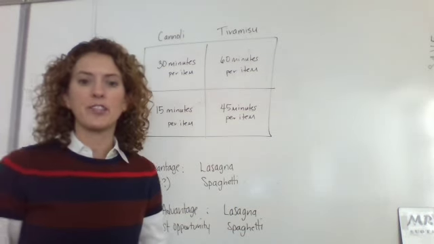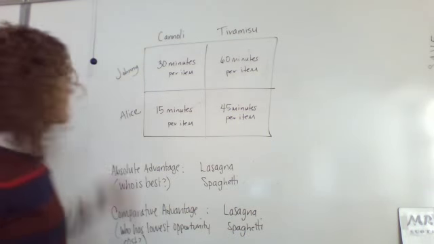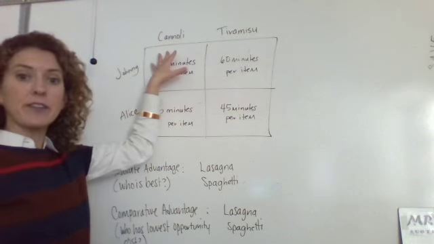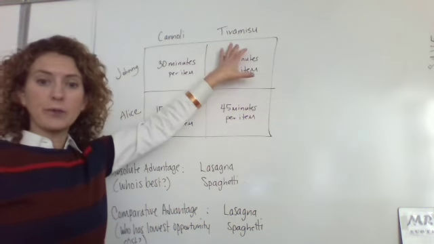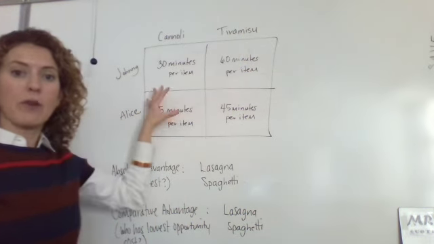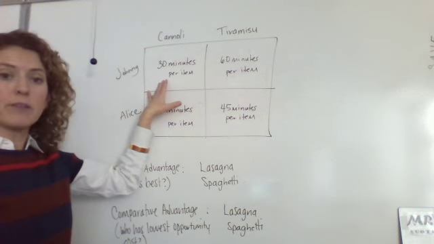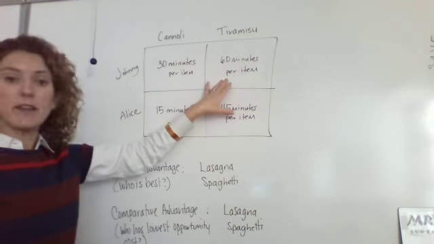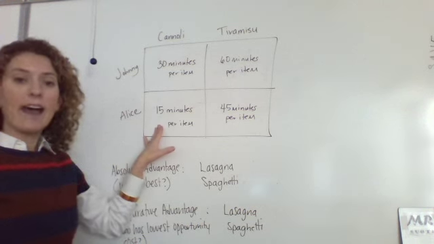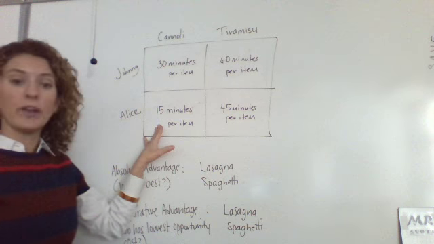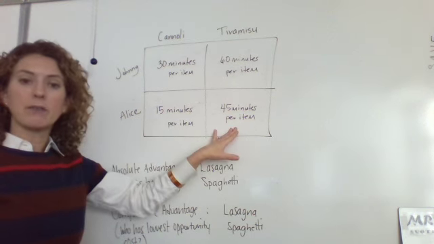Absolute and comparative advantage again. We're going to look at the producers Johnny and Alice. This time they're making dessert, cannolis or tiramisus. As you look into the problem, we see that it takes Johnny 30 minutes to make a cannoli and 60 minutes to make a tiramisu. It takes Alice 15 minutes to make a cannoli and 45 minutes to make a tiramisu.